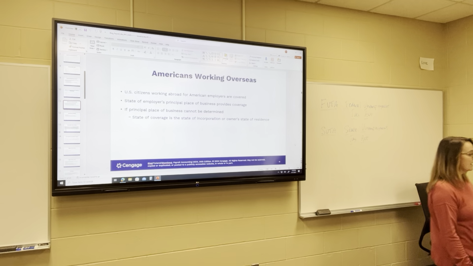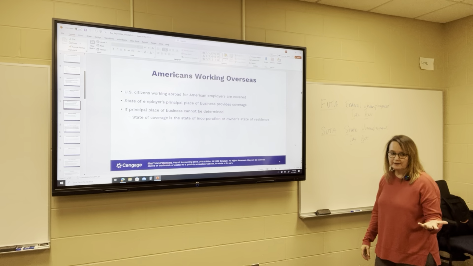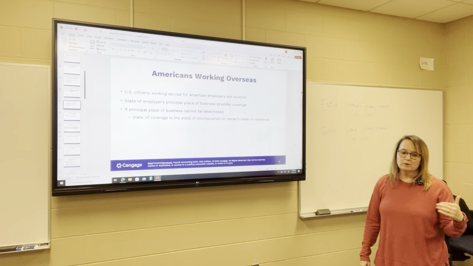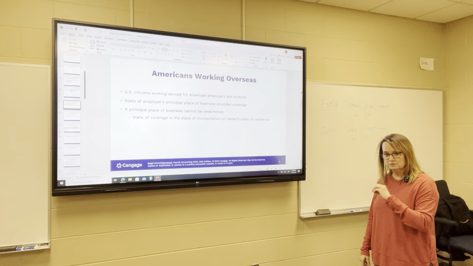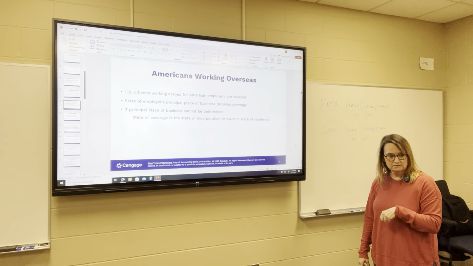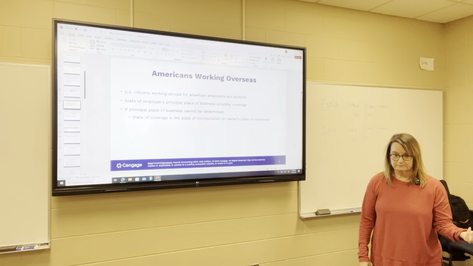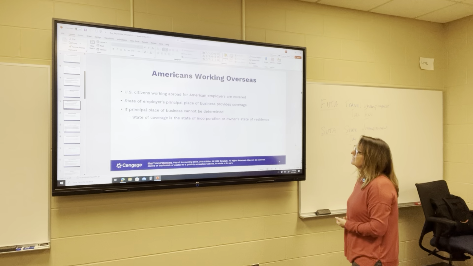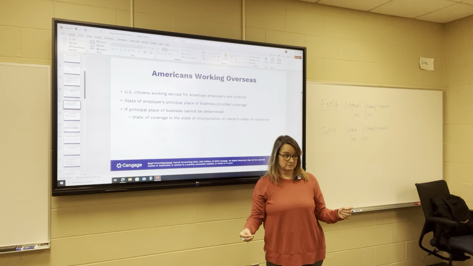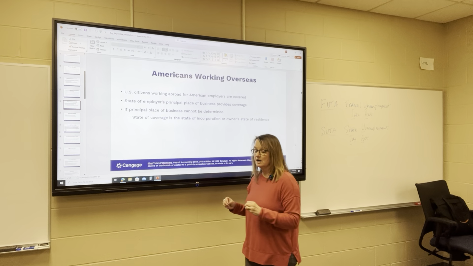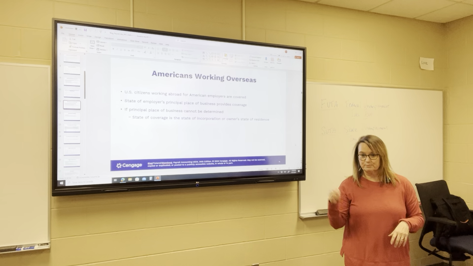Now we also have U.S. citizens who work abroad. Whether or not their wages are subject to FUTA tax or SUTA tax depends on whether the company is an American company or a foreign company. If they are working for an American employer, they're still covered. And they're going to be covered under the rules of the state in which the company is incorporated.